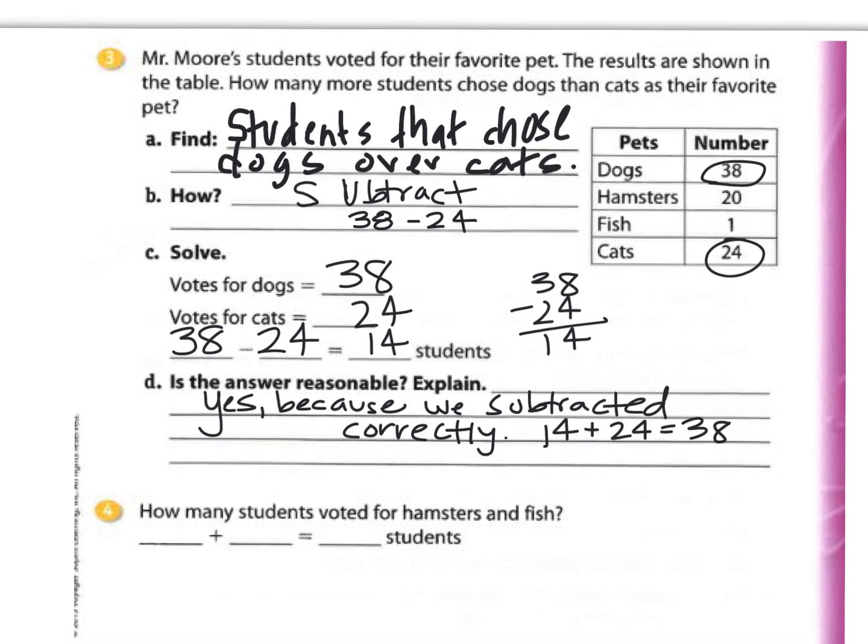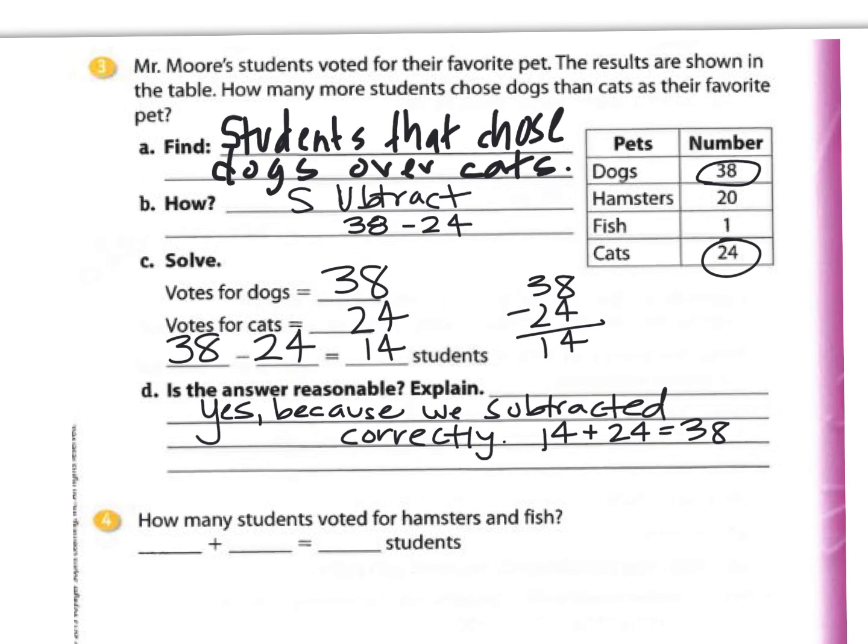All right, then the last question here says, how many students voted for hamsters and fish? So we can see hamsters is 20, fish was 1. If we line it up, we could probably do this one in our head, but 0 plus 1 is 1, 2 plus nothing is 2. So 21 students voted for hamsters and fish.